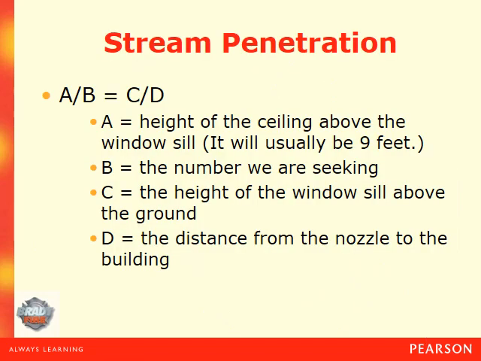So here it is written out for us. A over B equals C over D. A is the height of the ceiling above the windowsill, and it's usually going to be 9. The number B is what we're seeking, and of course C is the height of the windowsill above the ground, and D is the distance from the nozzle to the building. And who said we would never use geometry? I know I'm one.